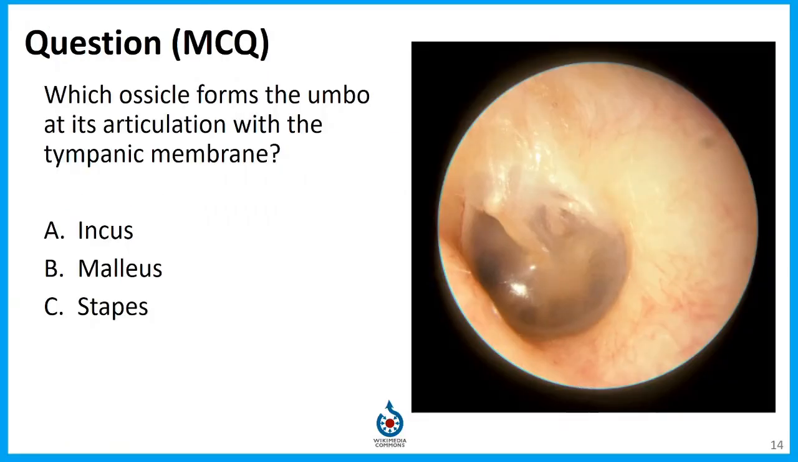Before we move on, take a deep breath. It's okay if you didn't get it all first time through. Let's talk through this question. Which ossicle forms the umbo at its articulation with the tympanic membrane? Is it the incus, the malleus, or the stapes? So take a moment to write down the answer you think it is. And when you're ready, what did you say?